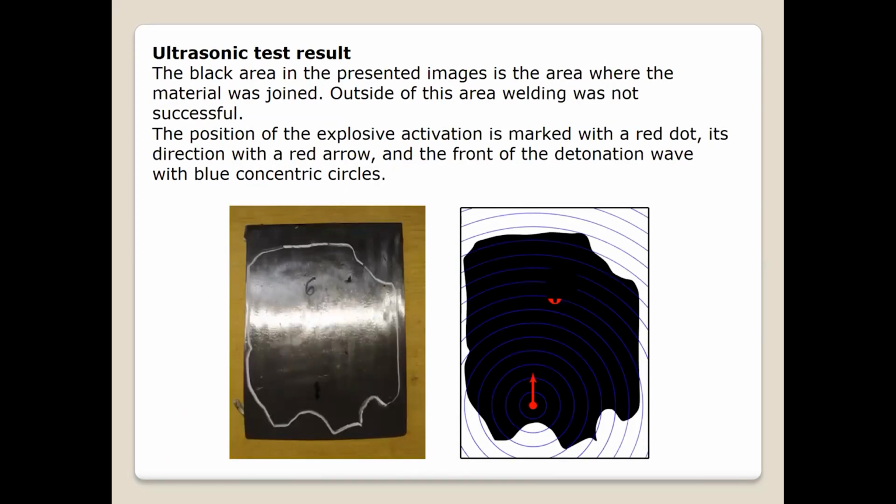Here on this slide, we may see the results of the ultrasonic test of the quality of the welded joint. The black area on the right image presents the area where we have obtained the good welded joint. And out of this area, the metal plates were not welded. So we may notice that basically the middle of the metal pieces was well welded, and on the edges where the standoff distancers were, and on the part where the red dot is, where the explosive was actually activated, we have a non-welded part of metal plate.